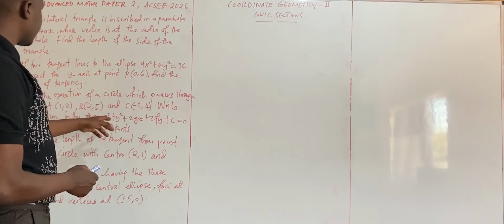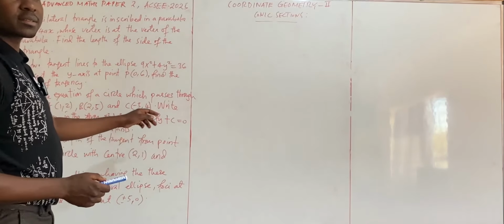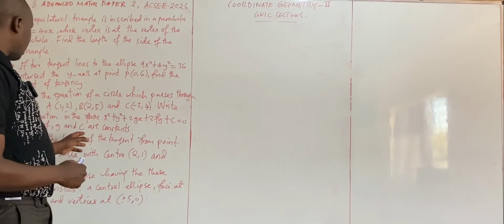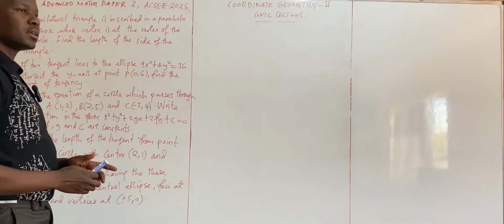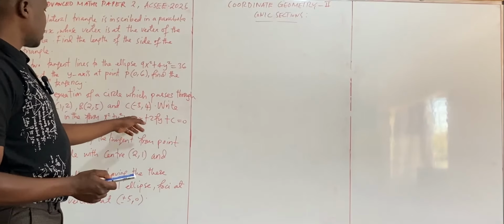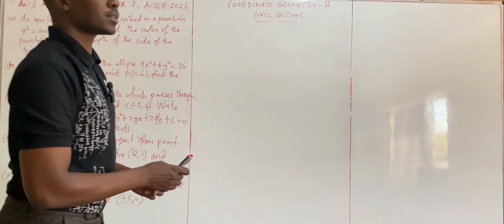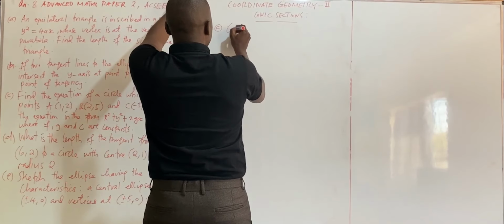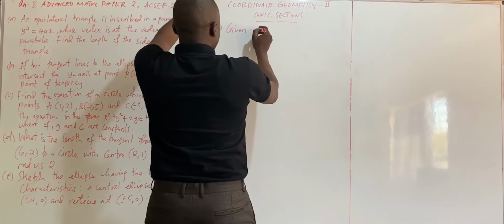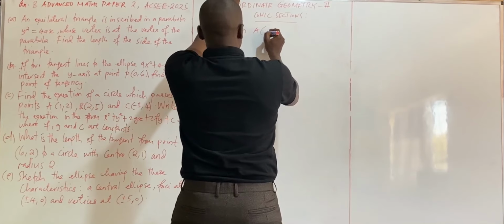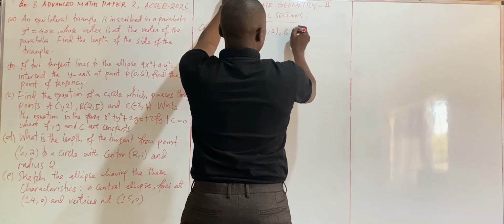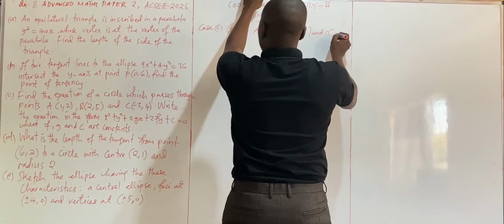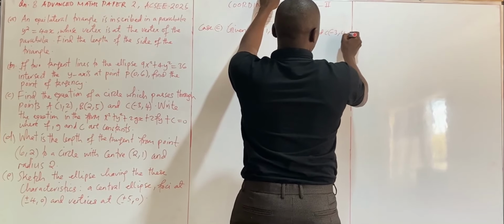It means every point should satisfy it. So we substitute them for x and y to see what exactly we get. That idea will help us obtain the values for these constants, f, g, and c, by substituting these points into the circle, because they satisfy the equation of the circle. So for part C, given points A, 1, 2, point B, that is 2, 5, and the point C, that is negative 3, 4.